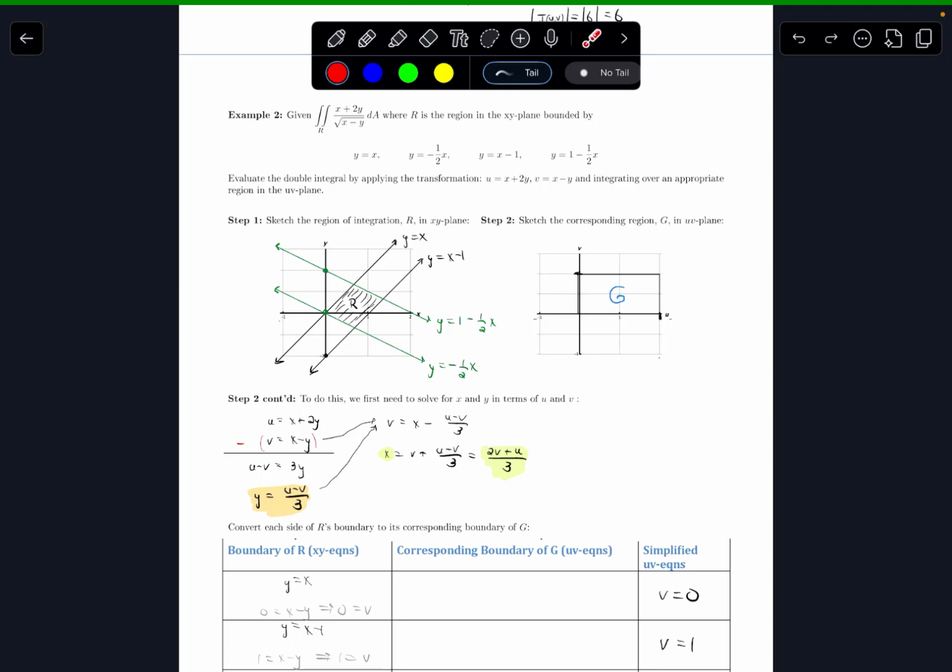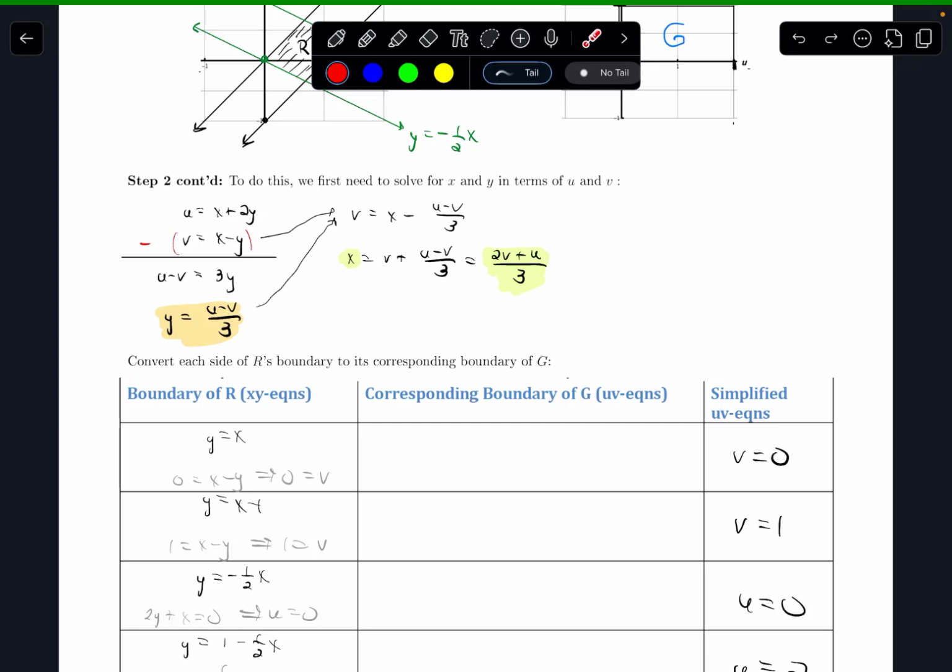So we take these equations that we just got for y and for x, and you sub them into this equation. So if I do that, y equals u minus v over 3. And that's going to be equal to x, and x equals 2v plus u over 3. And now let's simplify. I can multiply both sides by 3, and I get u minus v equals 2v plus u. I could subtract u from both sides, they cancel. And I'll get that 0 equals 3v. And then dividing, I get v equals 0, the same thing.